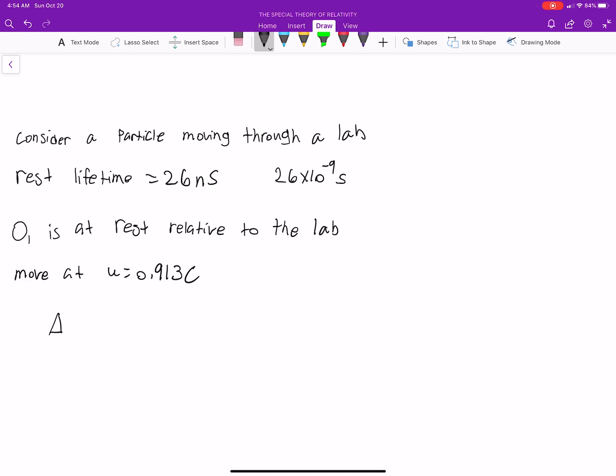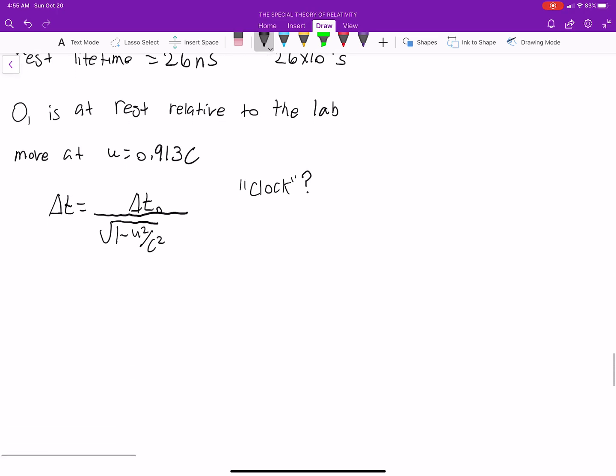Well, if we think of our time dilation, delta t is equal to delta t naught, the proper time, over the square root of 1 minus u squared over c squared. All right, what's the proper time? Well, the first thing is, what's our clock? The clock is the life and death of this particle for however long it lasts. So the proper time would be just the time that we're given up here. That's our clock. Now we can find the dilated time if we just plug in our numbers.